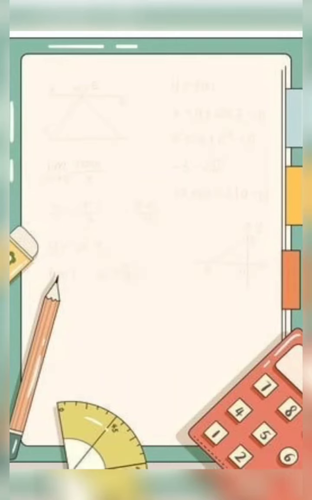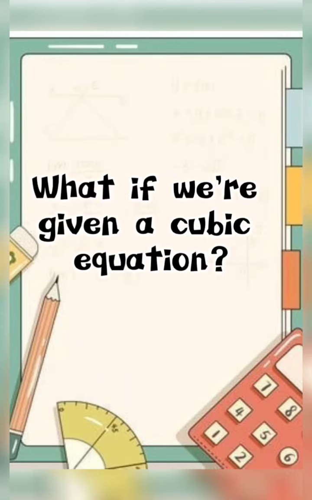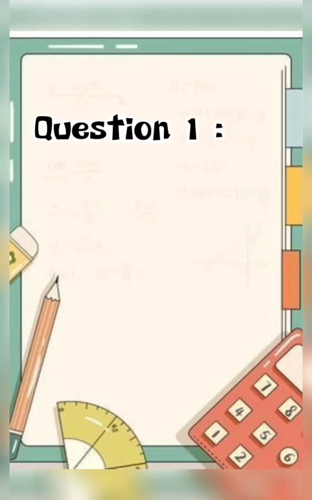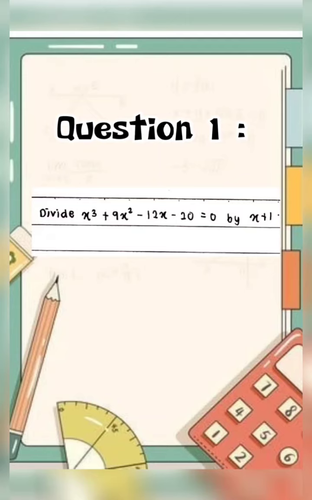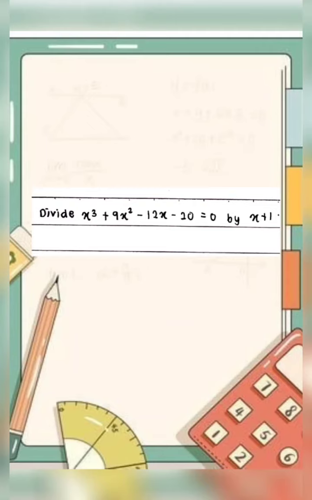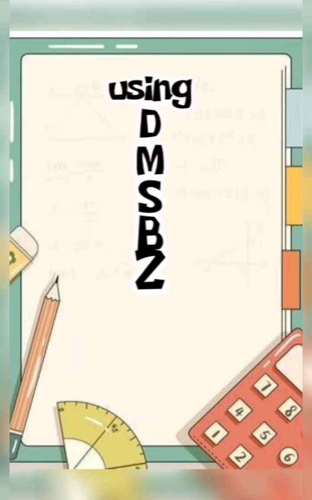Easy, right? But what if we are given a cubic equation? Let's take a look at the question. Given the question: divide x cubed plus 9x squared minus 12x minus 20 equals 0 by x plus 1. As we can see here, x cubed plus 9x squared minus 12x minus 20 is the dividend and x plus 1 is the divisor. So, let's solve the question together, using the formula that we discussed earlier.